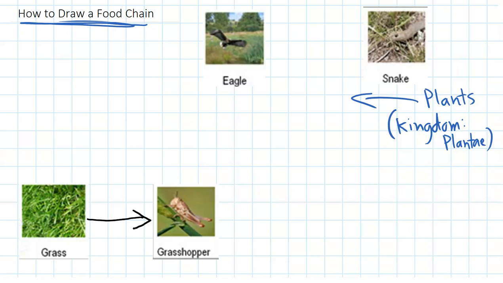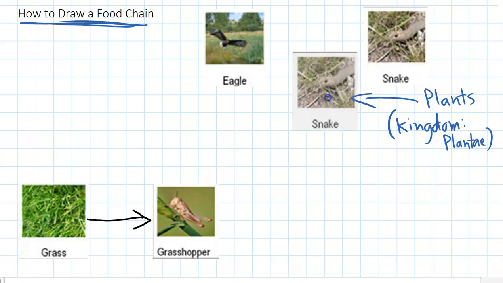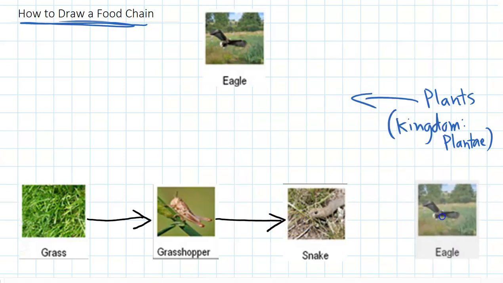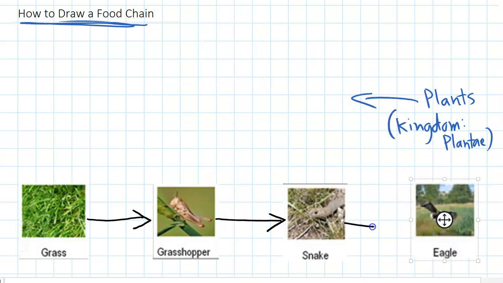Okay, next we need to think, well, what eats grasshoppers? And it's going to be snakes. Some small snake species eat insects. So we put the snake next to the grasshopper and then we join it up with an arrow pointing towards the snake again. And then eagles, they eat snakes. So they're the top predator in this food chain.